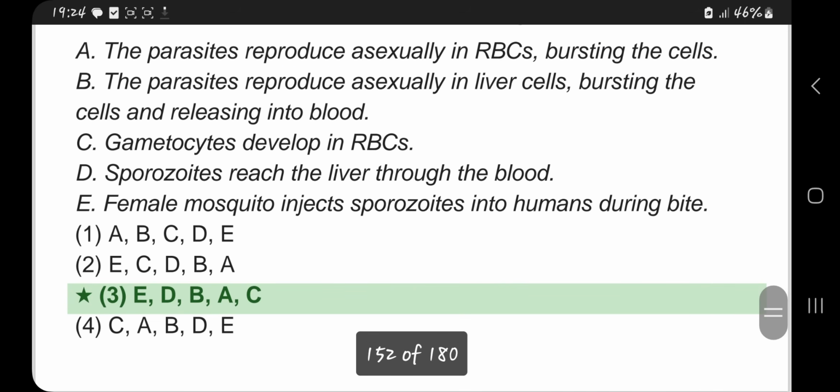Female mosquito injects sporozoites into human beings. Sporozoites reach the liver. Then B is parasites reproduce in liver asexually, bursting the cells and releasing into blood. And the parasites reproduce asexually in RBCs, bursting the cells. And C is gametocytes develop in RBCs. EDBAC.